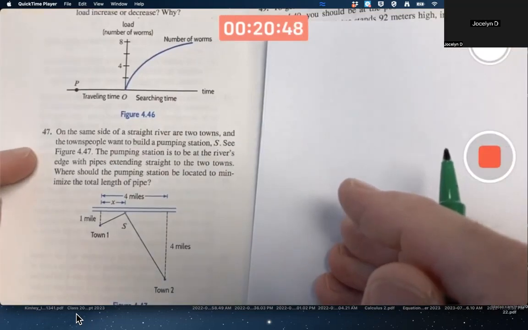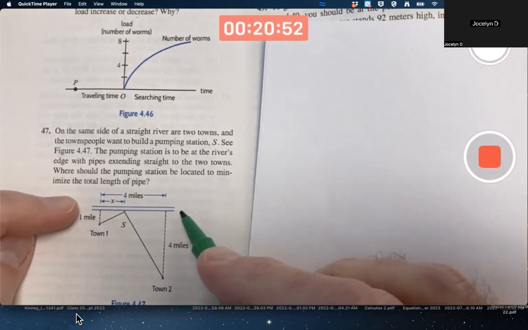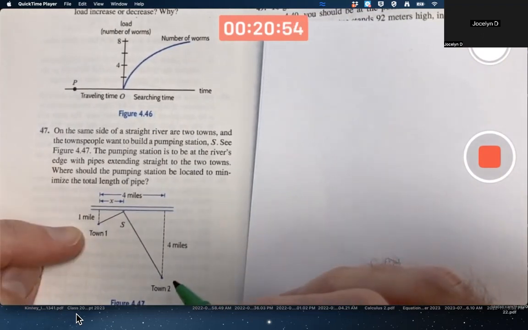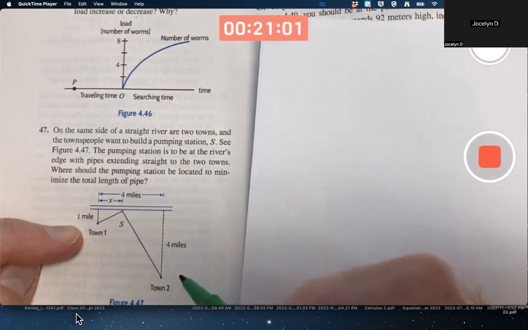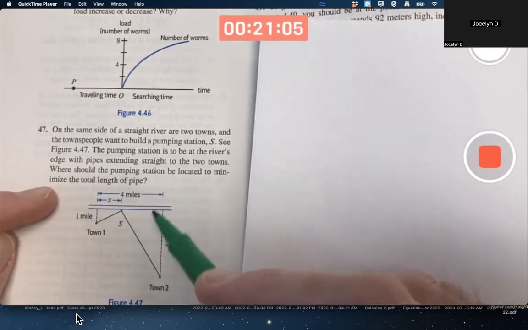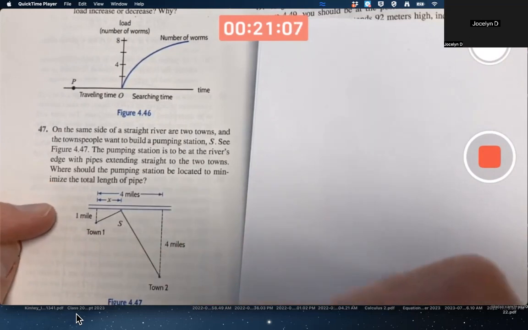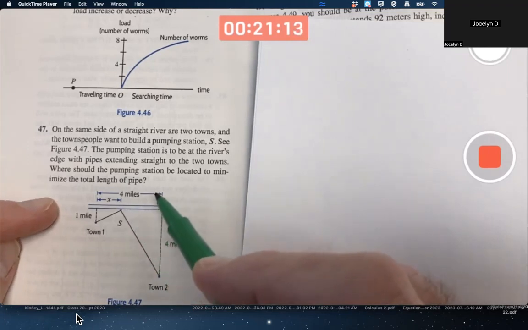Problem 47 says, on the same side of a straight river, here's the river right here, are two towns, town 1 and town 2. And the townspeople want to build a pumping station S to get water to the towns from the river. It's at the river's edge, and pipes extending straight to the two towns are shown right here and right here. Question is, where should the pumping station be located to minimize the total length of the pipe?